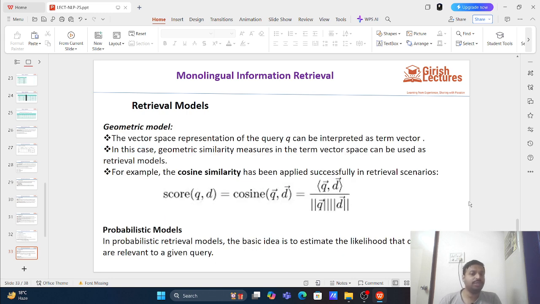There are also geometric models where we use cosine similarity. Cosine similarity is applied in retrieval models. It takes the vector space of data, the query we got, and measures how well it maps to the vectors of data. That is how we can calculate the score of the query with respect to the list of documents. Those are the two arguments, and we identify the cosine of those values.